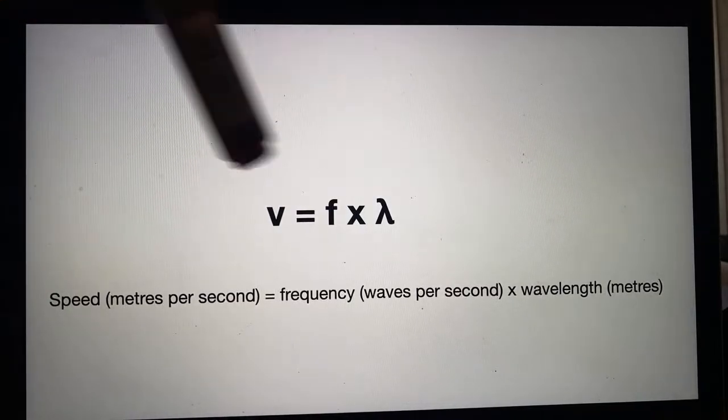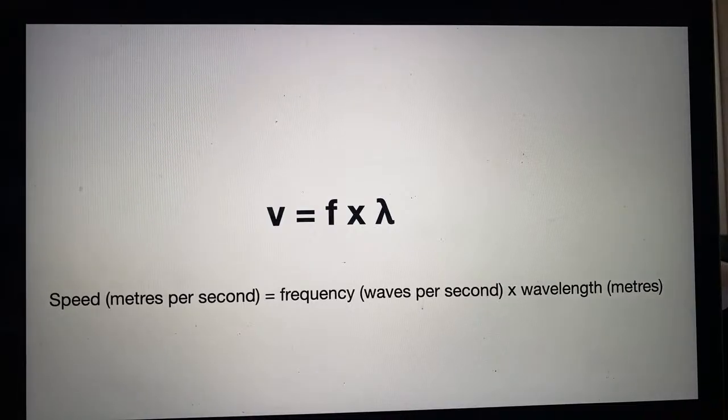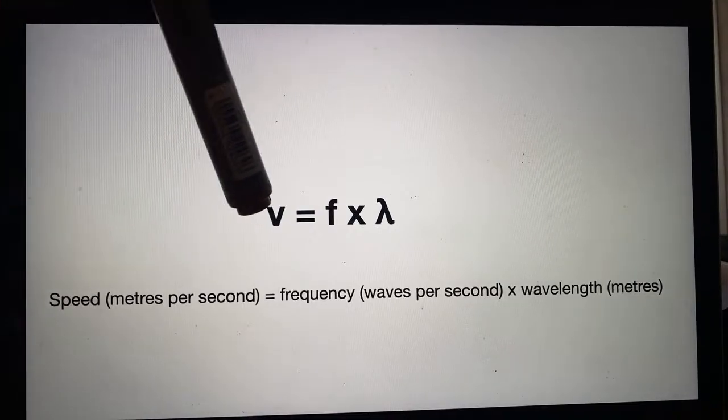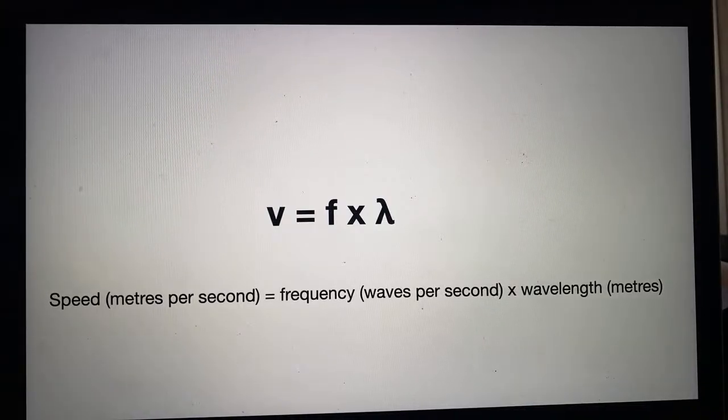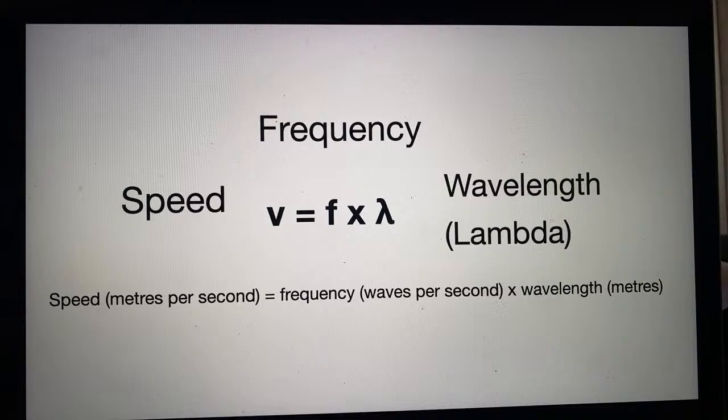If you ever see the equation written down in a nice catchy little way like this, it'll be V for speed, velocity, equals frequency times this lovely little lambda symbol here, which is used to represent wavelength. Is that all right? I said to bring a calculator.